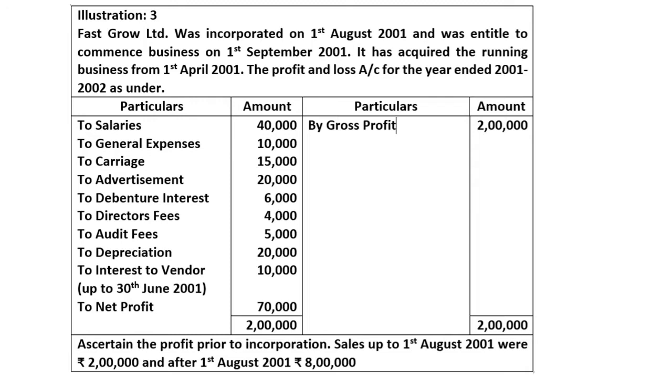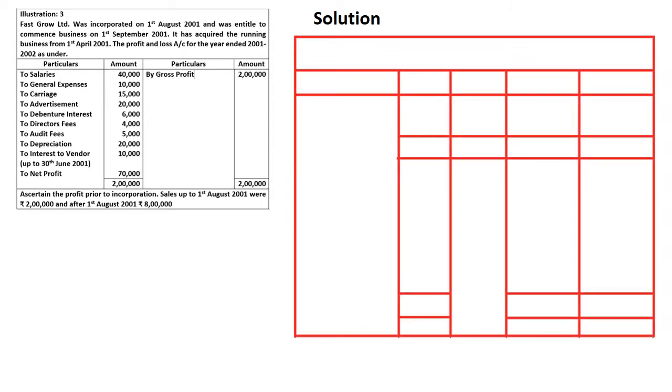I have not explained which item should be divided in which ratio. While doing the problem solution I will explain. We will come to the solution. I have taken the question again for quick review sake. So solution, we have drawn the format, that is statement of profit and loss account of Fast Grow Limited for the year ended 31st March 2001.